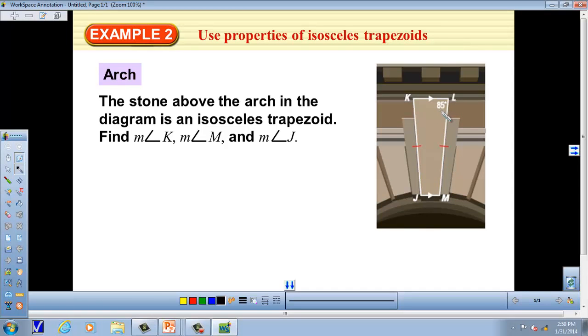So if we look carefully here, first of all, we know an isosceles trapezoid has congruent base angles. So if L is 85, then this is also 85. Also, we know in all trapezoids that the two consecutive angles between the bases will be supplementary. So this angle right here would be found by doing 180 minus 85, which ends up being 95. So that angle is 95. This angle is also 95. So there's our four angles.